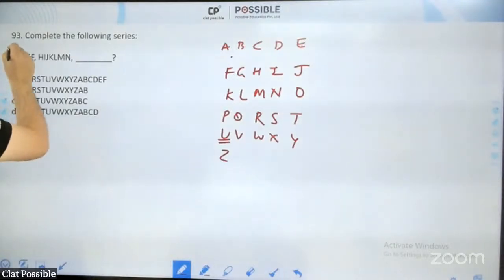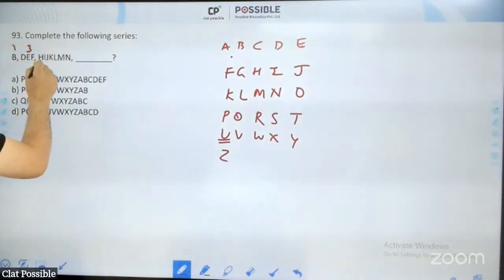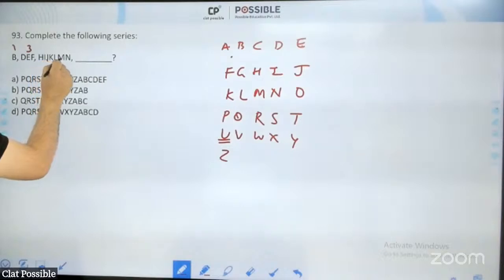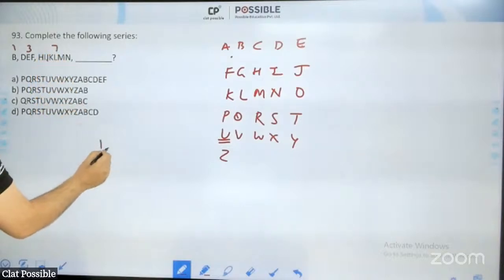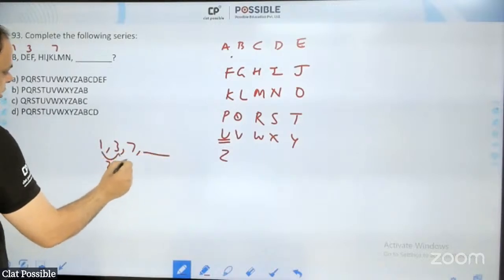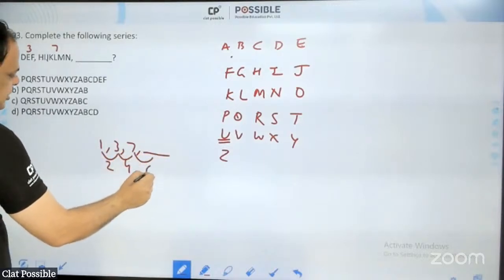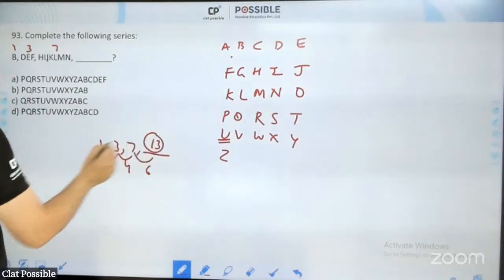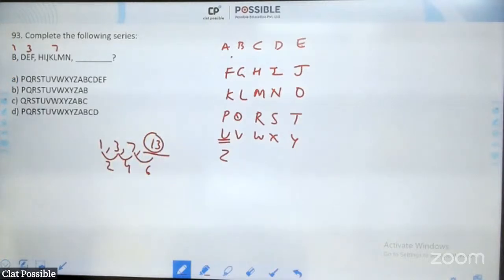So B is 1, D, E, F is 3. This is 3, 3, 6, 7. So the series goes like this: 1, 3, 7. So the difference is 2, here the difference is 4. So here the difference should be 6. So it should be a 13 letter word.